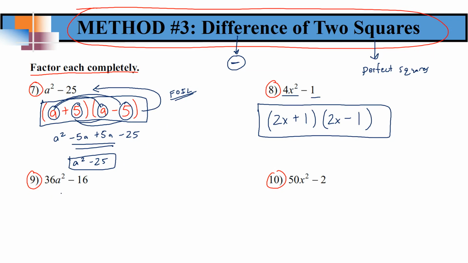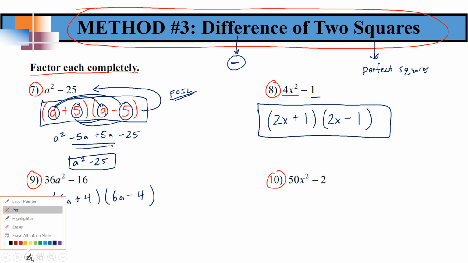As we look at number 9, right, you'll notice that those are perfect squares. You could factor them as such, right? The square root of 36a squared is 6a. Square root of 16 is 4. And we have a plus and we have a minus. The thing is, though, that is not in fully factored form.